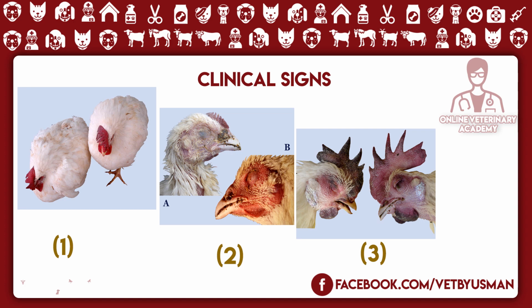Let's talk about some clinical signs with photos. These photos are taken from Poultry Disease Diagnosis, a color atlas by Ahmed Anjum. In photo 1 you can see dull and depressed birds. In photo 2, there is rhinitis and sticky nose of chicks. In photo 3, cyanotic comb and acute inflammation of wattles can be seen.